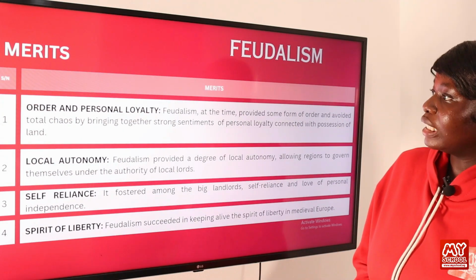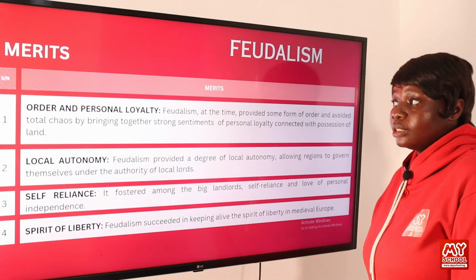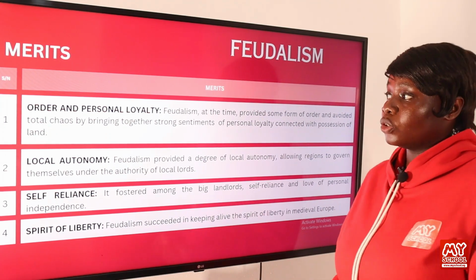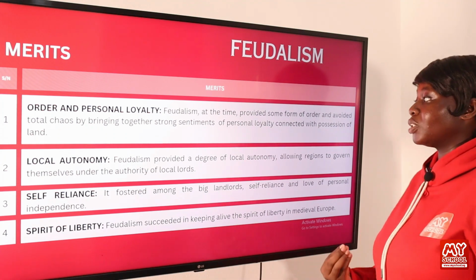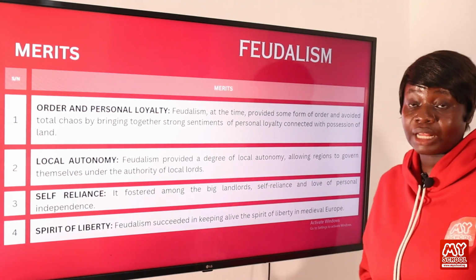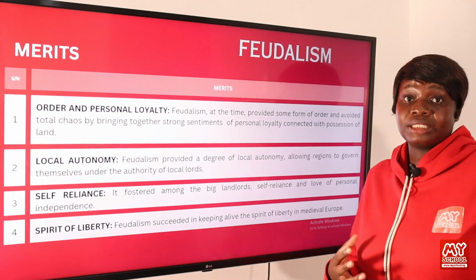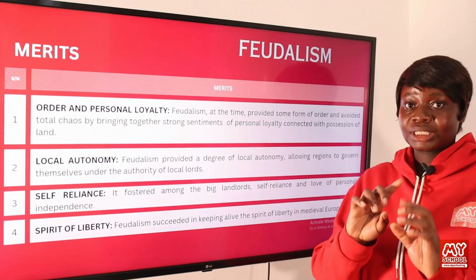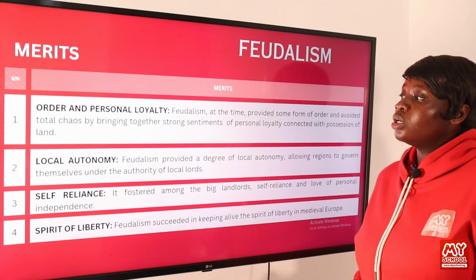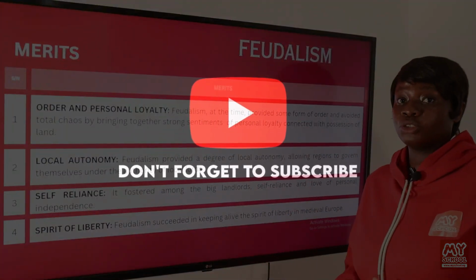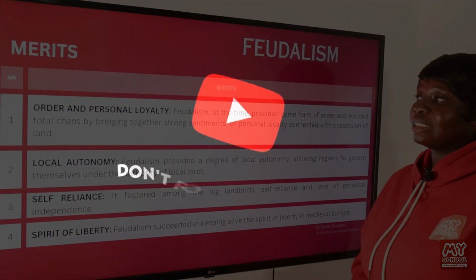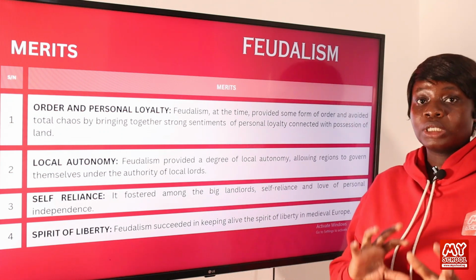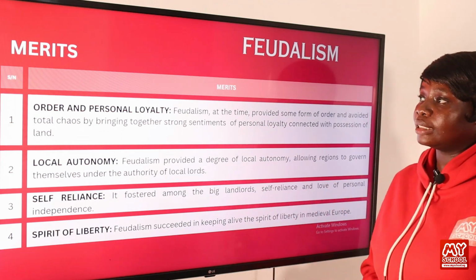One of the merits of feudalism is order and personal loyalty. Feudalism at the time provided some form of order and avoided total chaos by bringing together strong sentiments of personal loyalty connected with possession of land. So in those days, there was no real government in the society, and this was a form of government for them. It helped to prevent total chaos from reigning over the land, and there was some form of personal loyalty to the person above you. So it helped to create order within the society.